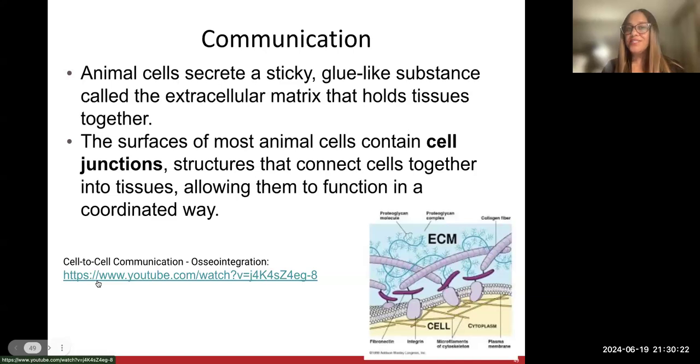Animal cells secrete a sticky glue-like substance called the extracellular matrix that holds tissues together. The surfaces of most animal cells contain cell junctions, which are structures that connect cells together into tissues and allow them to function in a coordinated way. Our heart is an organ that needs to function in a coordinated way. Every single cell has to beat together, or else our heart is not working properly.